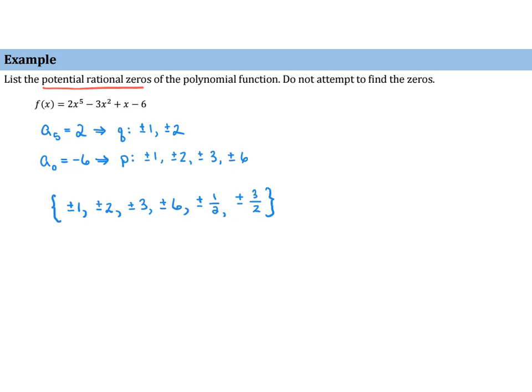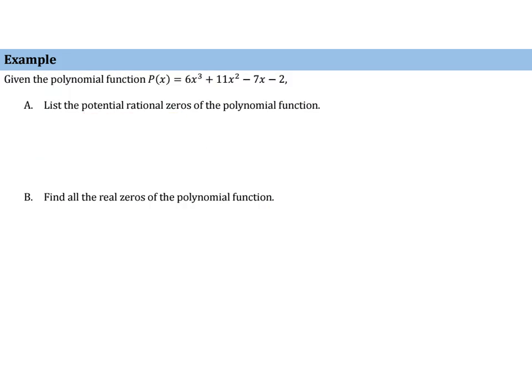How many are in this list? How many candidates do we have? How many possible rational zeros are there? So there are 2, 4, 6, 8, 10, 12, because each one of these has a positive or negative version. So we have 12 candidates in this list. Some of them may be zeros. None of them may be zeros. But if there are any zeros that are rational, they have to be found in this list.